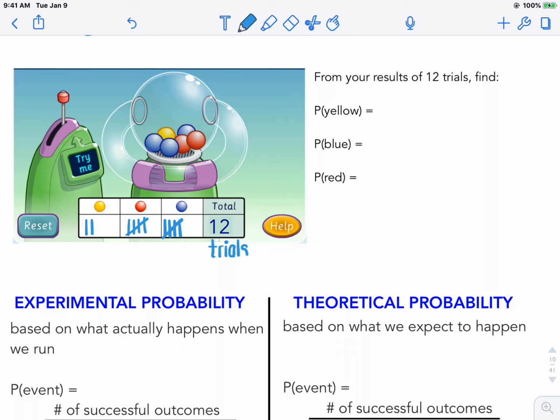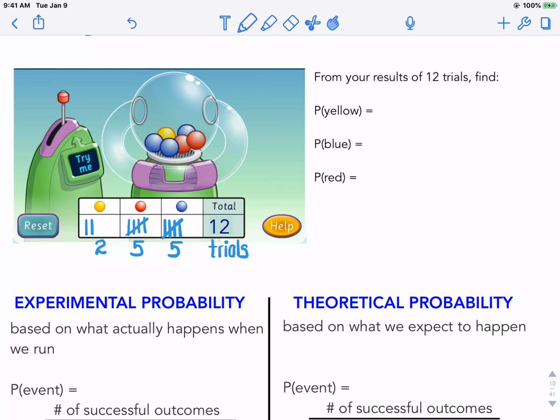And trials, I want you to add, again, all this to your notes. Trials means the number of times I ran a simulation. I actually conducted the experiment and let something randomly be drawn. So out of those 12 trials, 2 of the times mine came up yellow, 5 of the times it came up red, and 5 of the times it came up blue.